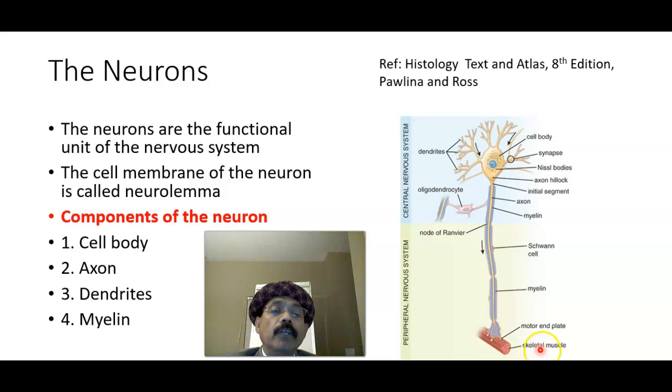You are seeing on the skeletal muscle, it forms the motor end plate here. Axon may unite with that of another axon. Axon may unite with that of the dendrite and make synapses like that of the axon and dendrite, axon and another cell body of another neuron. So we have multiple types of synapses that are done by the axon, dendrites and the cell body.